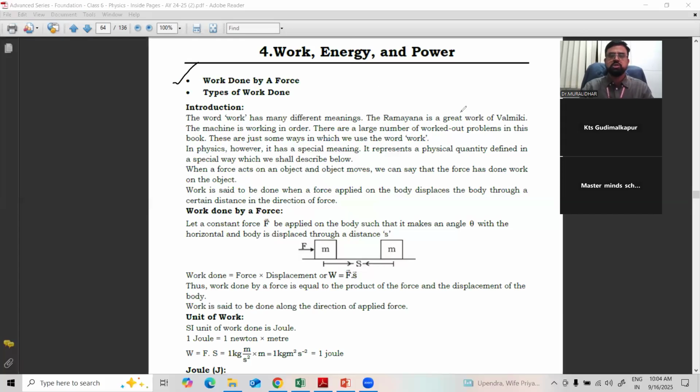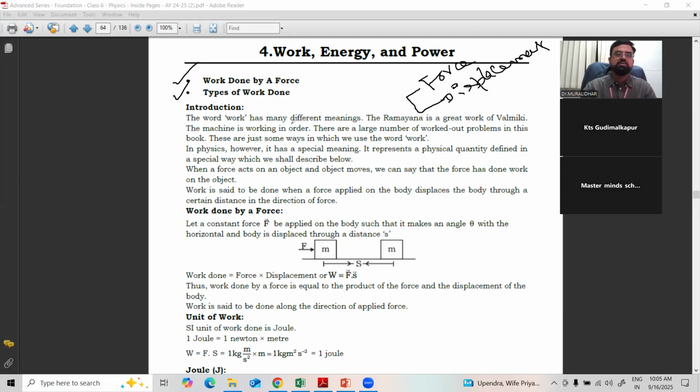For doing work, there should be force and the body should have displacement, right? So whenever you are applying force on any object, if the body is displaced, then you can say work is done. Then we'll also discuss the types of work. There is positive work, negative work, and zero work. So many types are there, right? First let us know the relationship between force and displacement to define work.